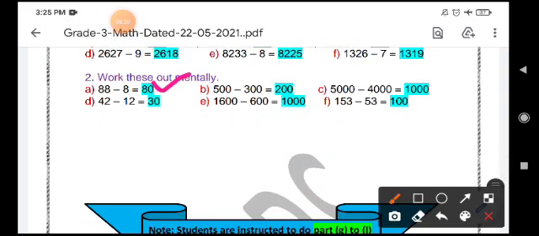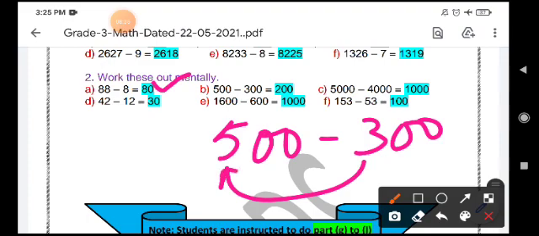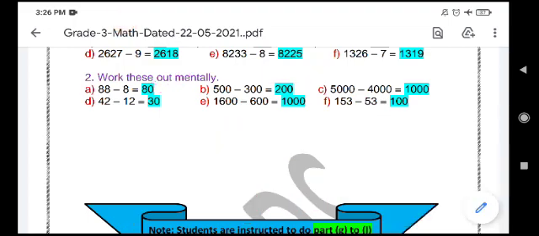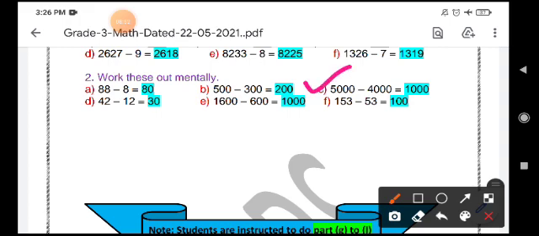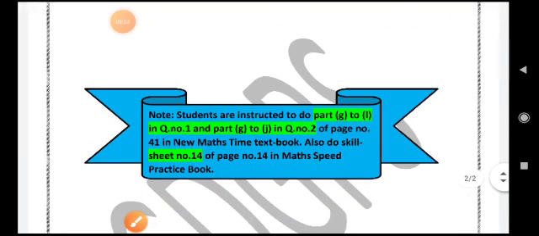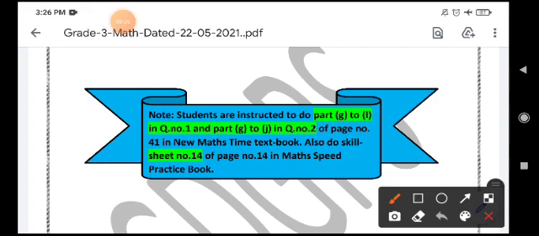Then 500 minus 300. You are going to make the hundreds place less by 3. 5 minus 3 is 2, so we got 200. Yes, if you have 500 and you are taking 300 from it, you now have 200. Same way, 5,000 minus 4,000 is 1,000. 5 minus 4 is 1. In the same way, you are going to attempt all parts mentally. This was the mental math section, and you are going to do all the parts of this question also.